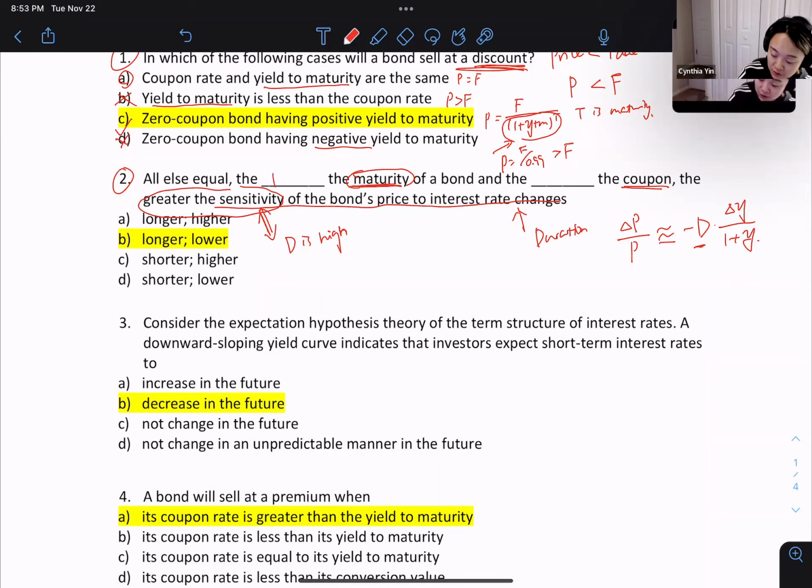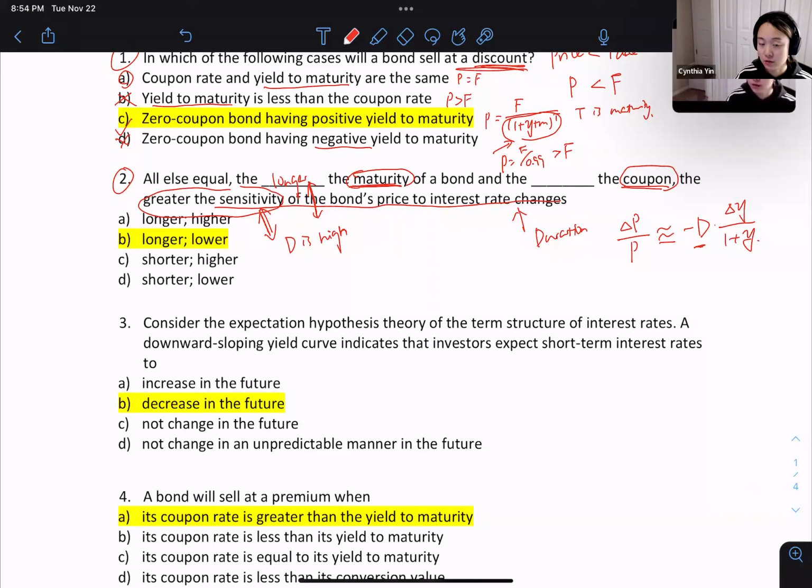So longer maturity is approximately equivalent to a higher duration, right? And how about coupon? Remember the example I gave you in class. Suppose you have a zero coupon bond, and another bond with some coupon payments in the middle and a face value in the end, bond A and bond B. Bond B has a lower duration because you start to collect more coupon in the middle.